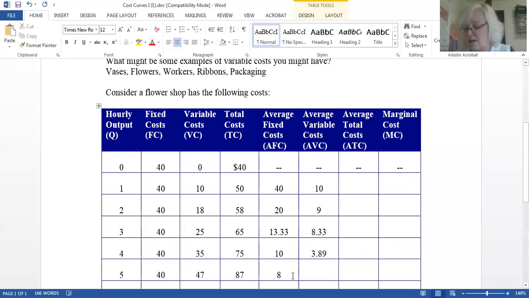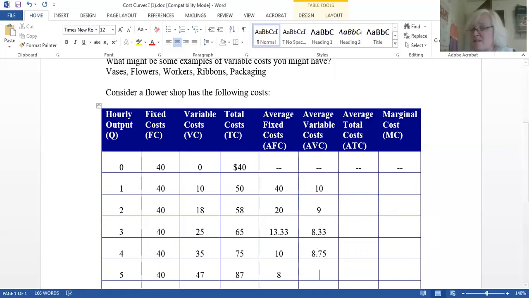Let me try that one more time. 35 divided by 4. I divided by 9, I think. 8.75. Whew, it's a lot better. See how I catch my own mistakes? That reality check. All right, when I got to here, I would have realized something was amiss.